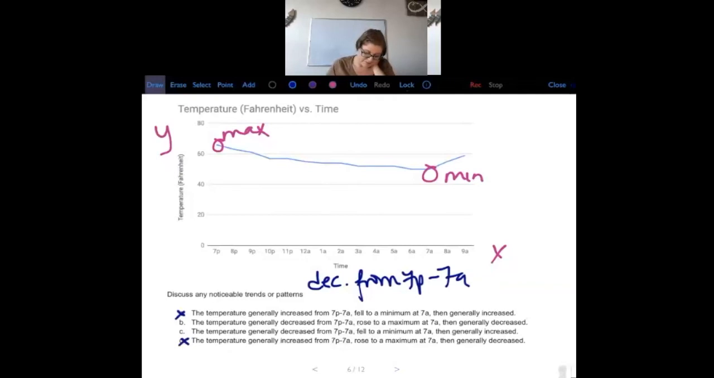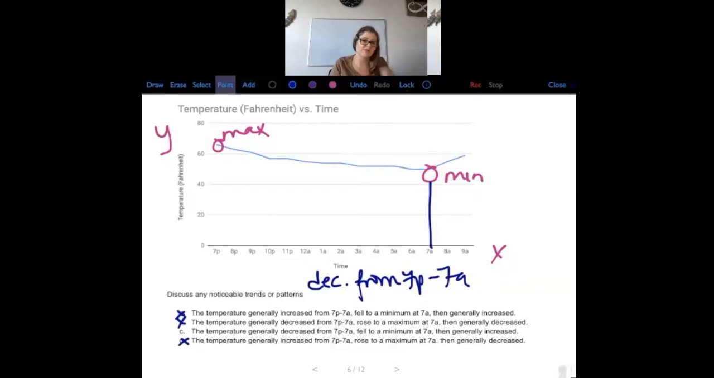All right, let's look at B. The temperature generally decreased from 7 p.m. to 7 a.m. Good. Rose to a maximum at 7 a.m. Well, 7 a.m. is a minimum, and then generally decrease. Nope. After 7 a.m., it goes back up. So B is not correct. Now let's check the validity of C. The temperature generally decreased from 7 p.m. to 7 a.m. Good. Fell to a minimum. Yep, that's the low point, and then generally increased. And so that's what we see from the graph.